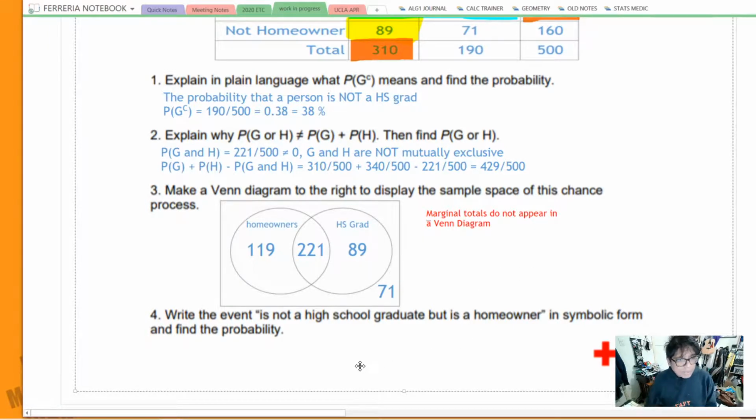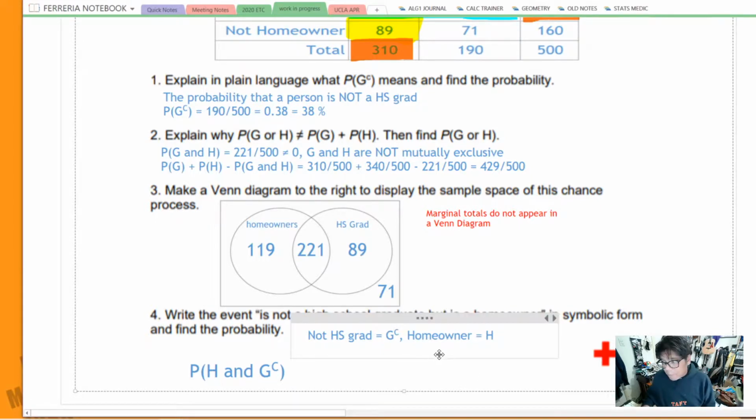Write the event is not a high school graduate, but is a homeowner in symbolic form. So let's get the numbers out here. What is not a high school graduate? That's going to be G complement. And is a homeowner, that's going to be H. So is not a high school graduate, but is a homeowner. Now don't worry about the but part. Both of those things have to be true. That's going to be the probability of H and G complement.